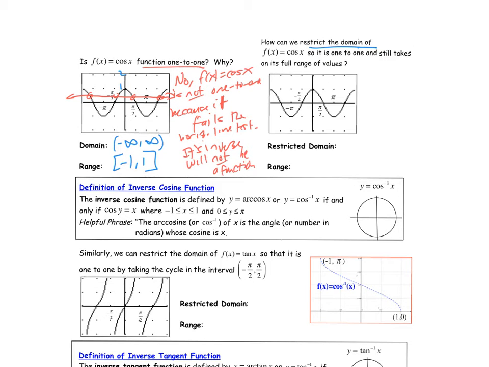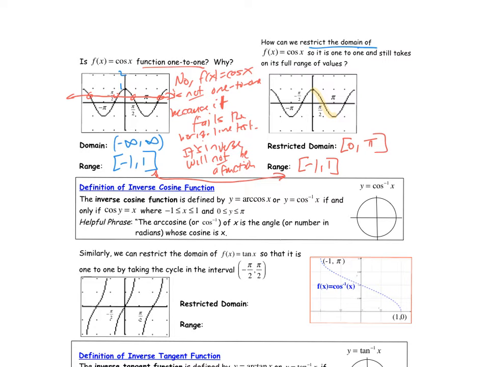Like sine of x, there is more than one interval that we could choose, but the interval that's chosen is the interval from 0 to pi. So we are going to take the piece I just highlighted. We can see it takes on all values in the range from -1 to +1. And now this function is 1 to 1, right? So its inverse will be a function. So the restricted domain is going to be from 0 to pi. The range is still -1 to 1. That was our goal, to keep the range the same but restrict the domain so it will be 1 to 1. Now we're ready to define the inverse cosine.